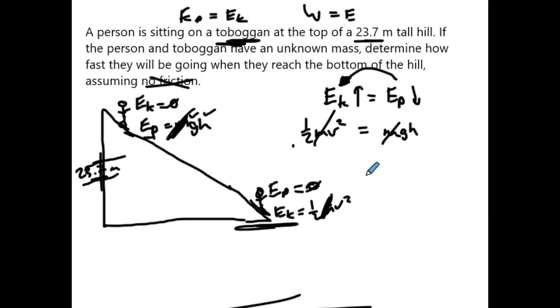It can be solved using kinematics and dynamics. If you have enough information, you could say velocity initial was 0. You could say that the distance that was traveled was 23.7 meters. You could say that the acceleration might be due to gravity. Now, technically, this isn't going to fully work because you'd have to know what angle this hill was at. And so maybe more information would need to be given.